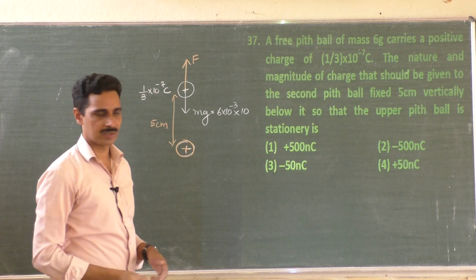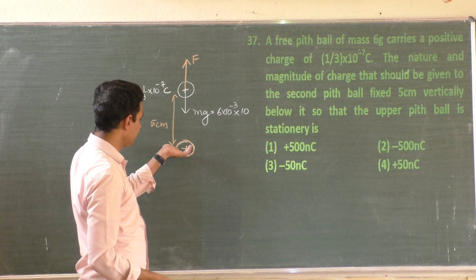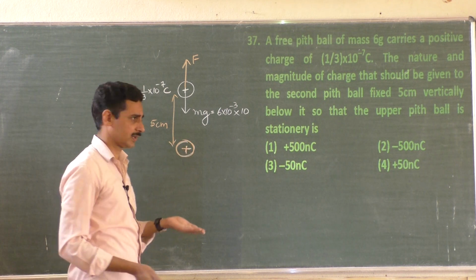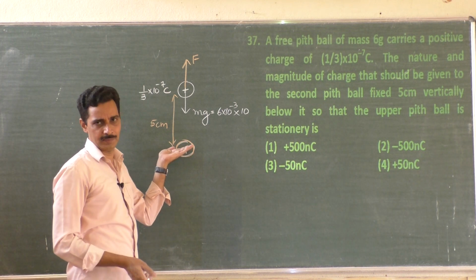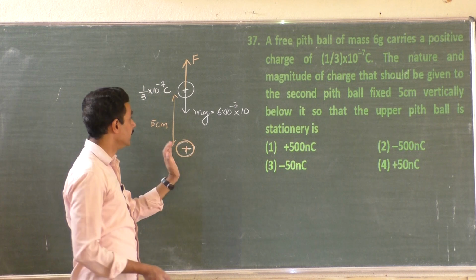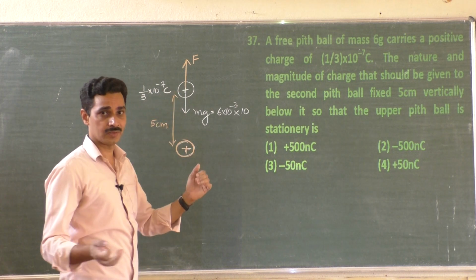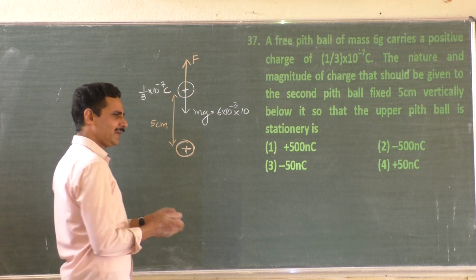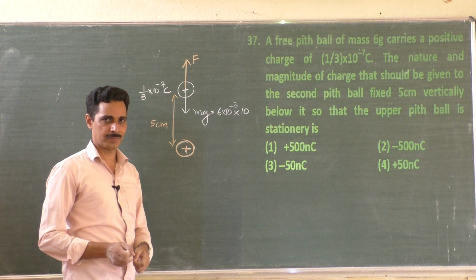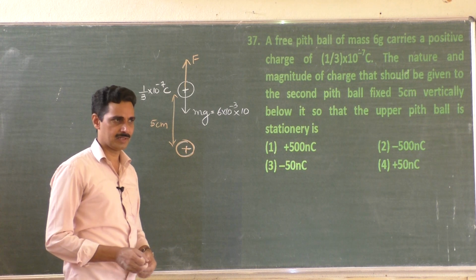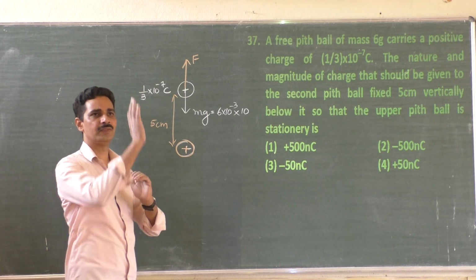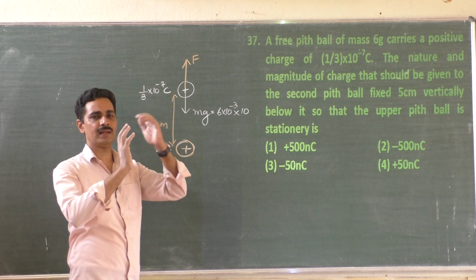Analysis of the problem is over. The repulsion force given by this second pith ball, of course its mass is of no importance. Say that it is kept on a table, so we are not worried about its mass. It should repel this one with such a force that it balances the weight of this, correct? So it is simply like Millikan's oil drop experiment, isn't it? A little bit of a similar fashion, but in Millikan's oil drop experiment we maintain an electric field in the upward direction so that it balances the weight of the ball.